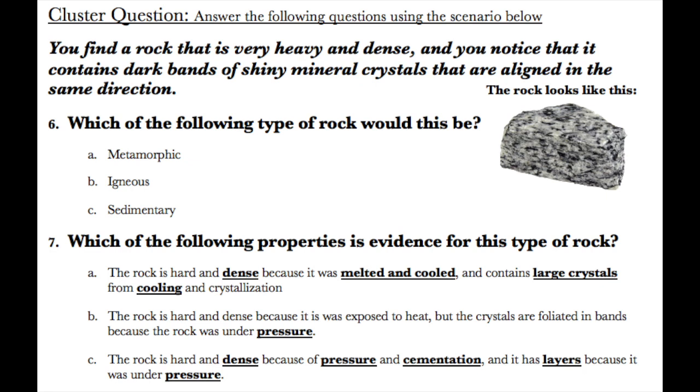Number 7. Which of the following properties is evidence for this type of rock? A, the rock is hard and dense because it was melted and cooled and contains large crystals from cooling and crystallization. B, the rock is hard and dense because it was exposed to heat, but the crystals are foliated in bands because the rock was under pressure. C, the rock is hard and dense because of pressure and cementation, and it has layers because it was under pressure.